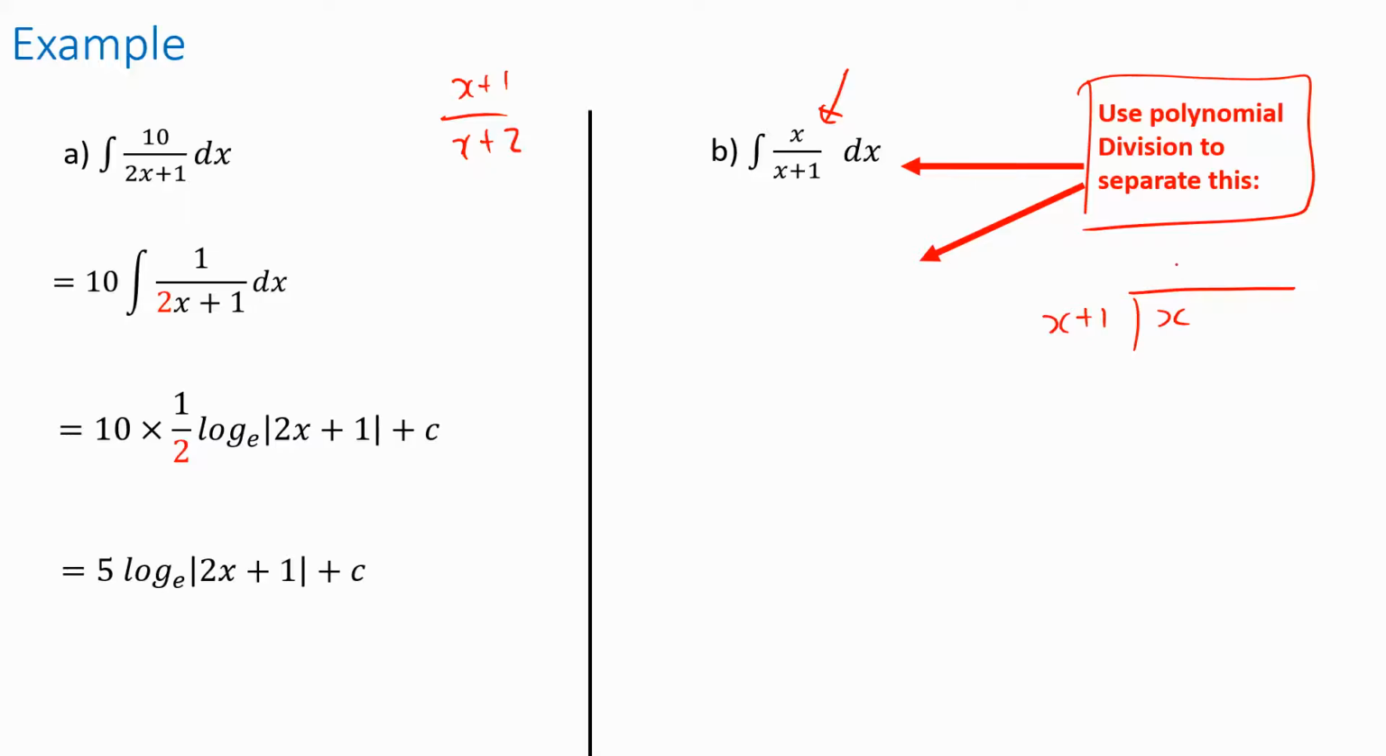In my case, 1 times the x gives you the x, and 1 times the 1 gives you the plus 1. So find the subtraction. That gives you 1 whole. So that's 1 whole, because it has 1 whole here. And remainder of -1, so -1 on x plus 1.